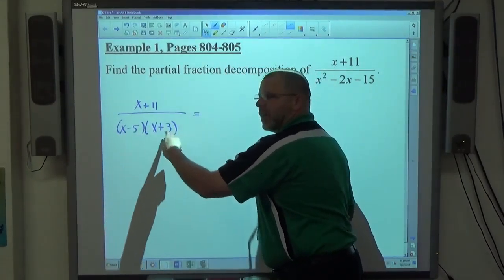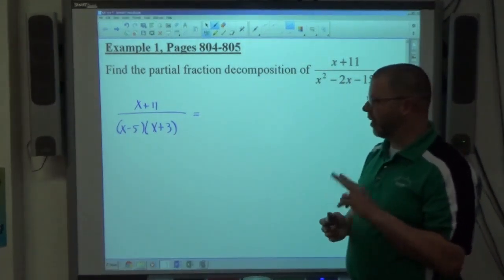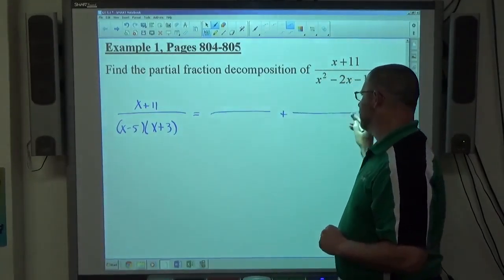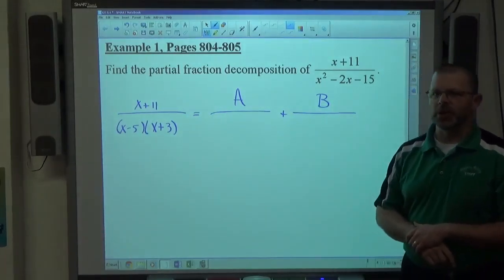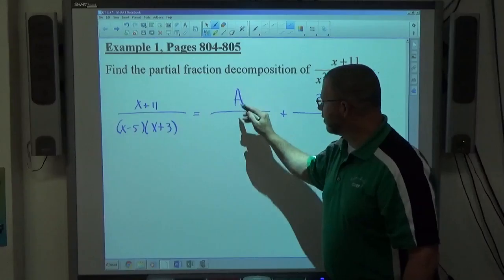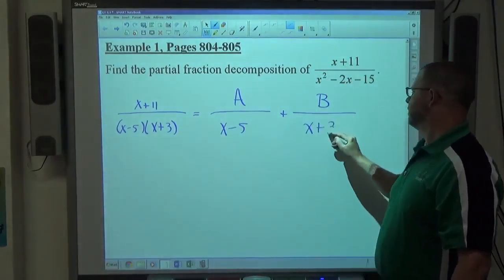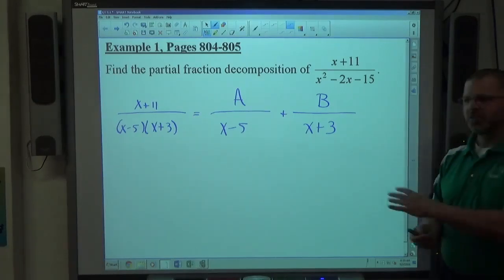However many factors I get in the denominator establishes how many fractions are going to be in my decomposition. So I've got two factors, factor 1 and factor 2. I'm going to put the letter A and the letter B on top because I don't know what the numbers are yet, but they're going to be numbers. And A is going to go over x minus 5 and B is going to go over x plus 3. Okay, that's step 1, to create the decomposition structure.